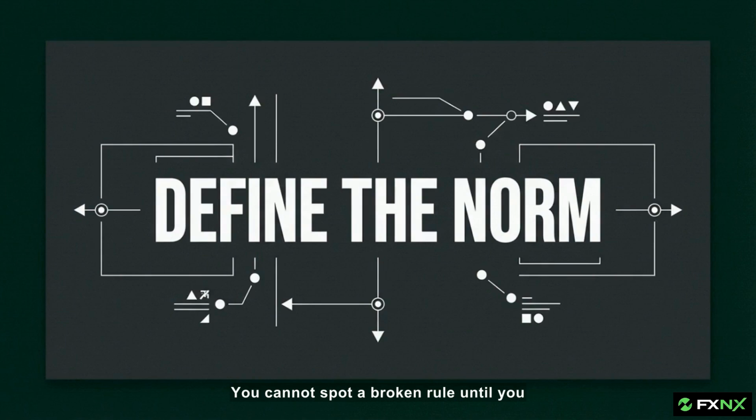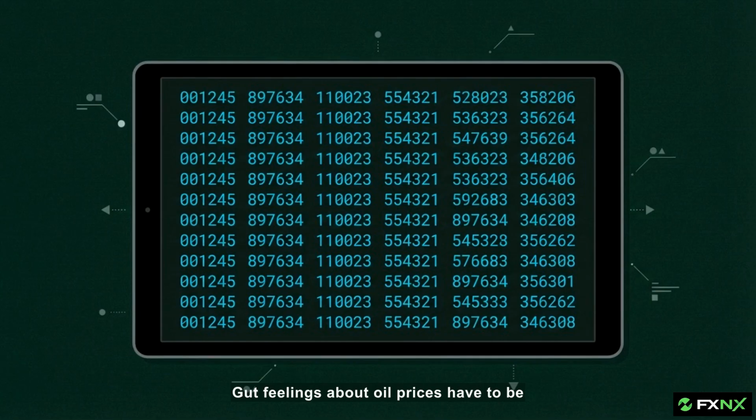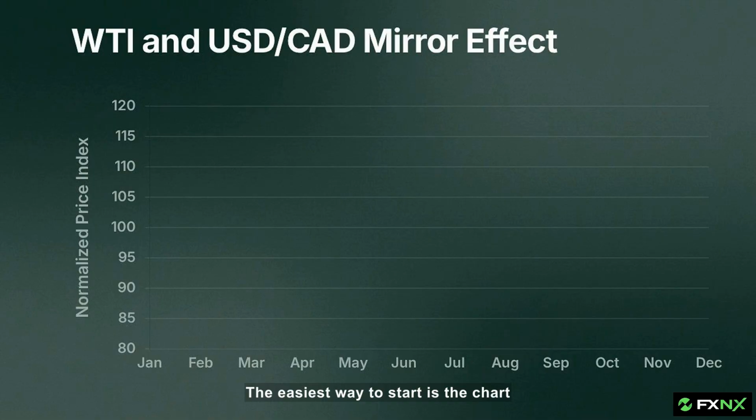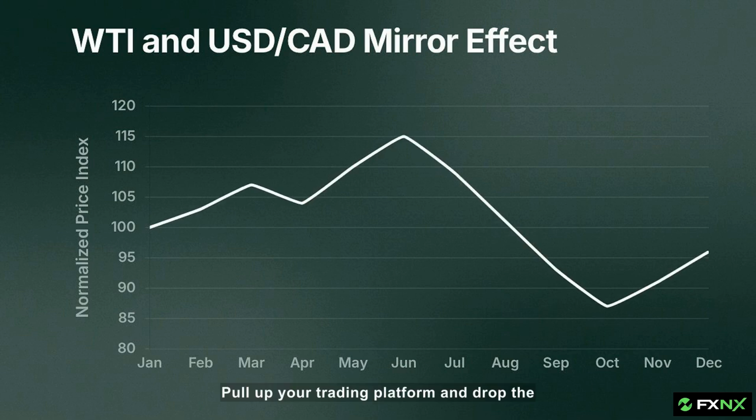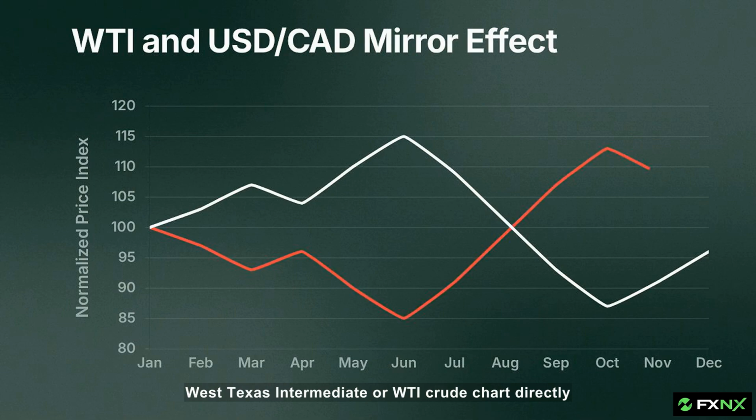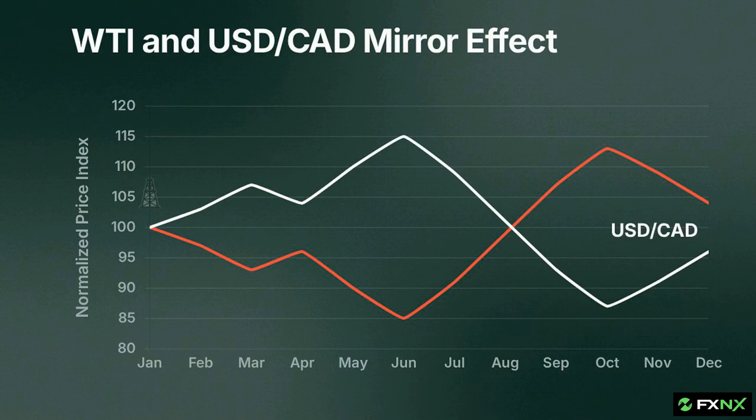You cannot spot a broken rule until you mathematically define the standard behavior. Gut feelings about oil prices have to be replaced with hard, quantifiable data. The easiest way to start is the chart overlay method. Pull up your trading platform and drop the West Texas Intermediate, or WTI, crude chart directly on top of USDCAD. You are looking for periods where the two lines move like perfect mirror images.